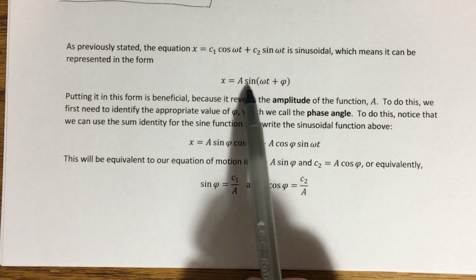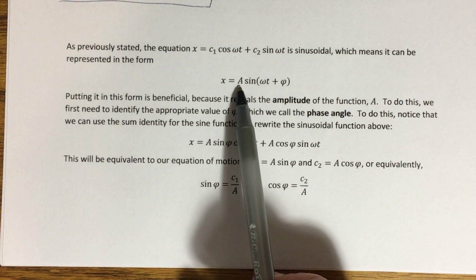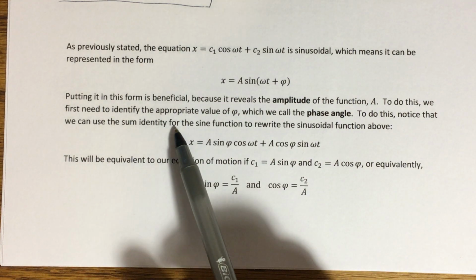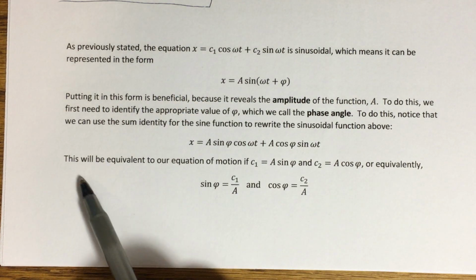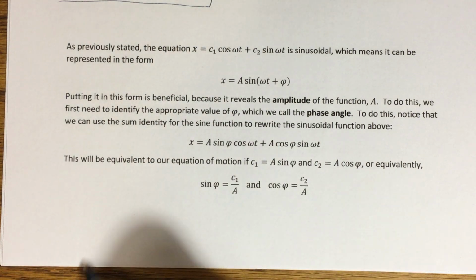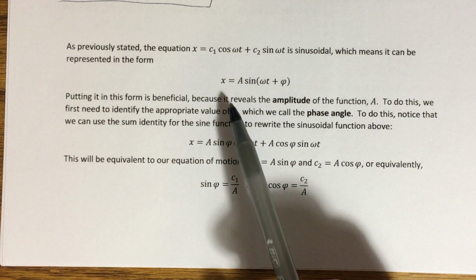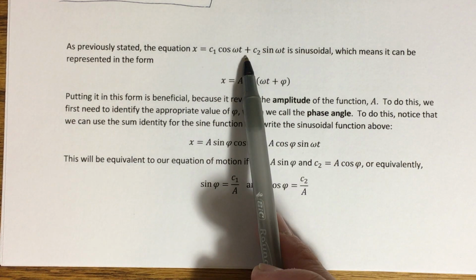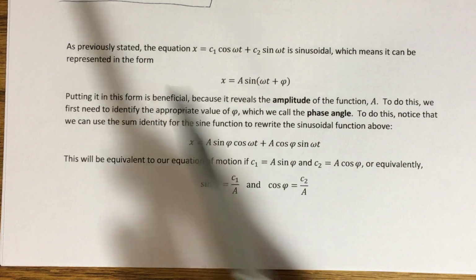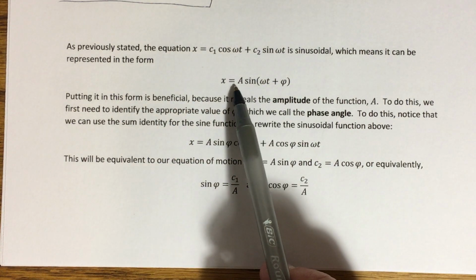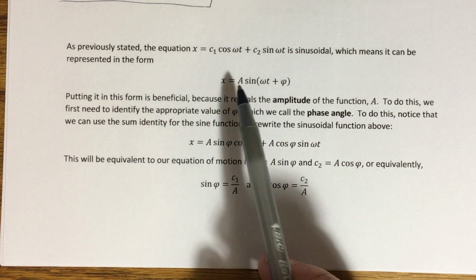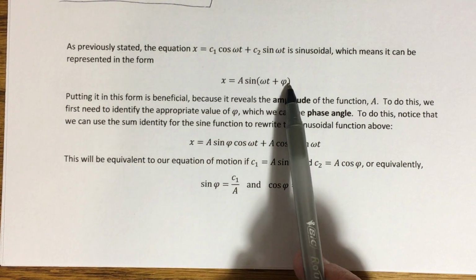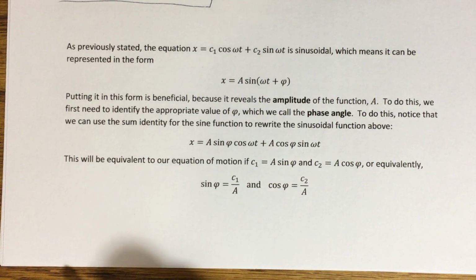Okay, what's the purpose of wanting to do this? Well, the amplitude of a sinusoidal function can be useful information. We can use it to directly find the extreme displacement, the extreme values of this function. But it's not immediately apparent from this form of our solution what the amplitude of the resulting sine wave would be. In this form, A gives it to us directly. So that's kind of the primary reason we might want to convert from this form to this form, because it reveals the amplitude to us.